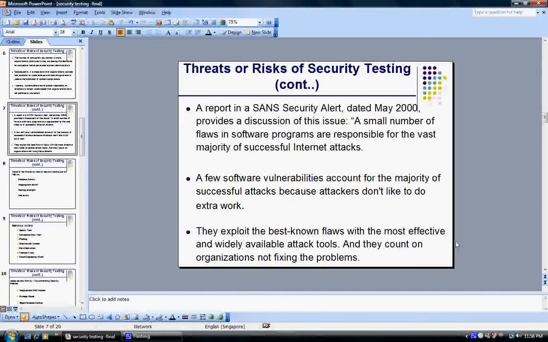As mentioned earlier from BugTraq, there is one more report from SANS Alert, dated about 8 years back. It says that a small number of flaws in software programs are responsible for the vast majority of successful internet attacks. A few software vulnerabilities account for the majority of successful attacks because attackers don't like to do extra work. So they exploit the best known flaws with the most effective and widely available tools, and they count on organizations not fixing the problems. So it is imperative that organizations do security testing. If there is any single bug, the hackers or attackers can easily use this bug and attack the systems of a particular organization.